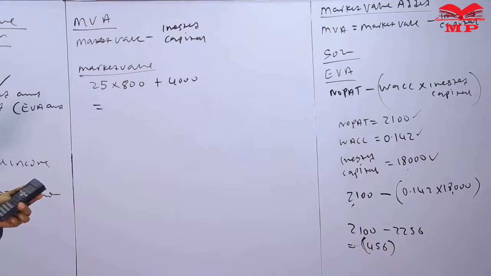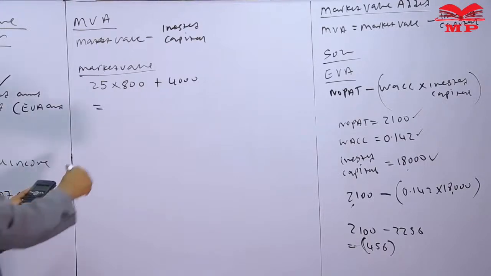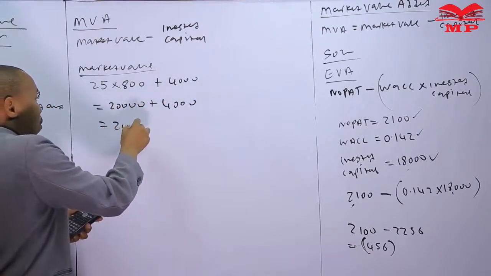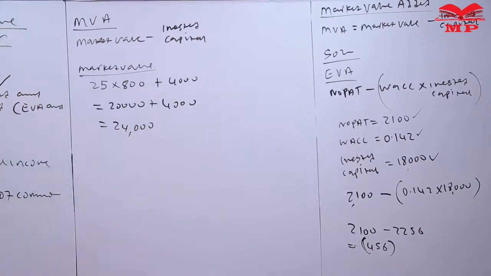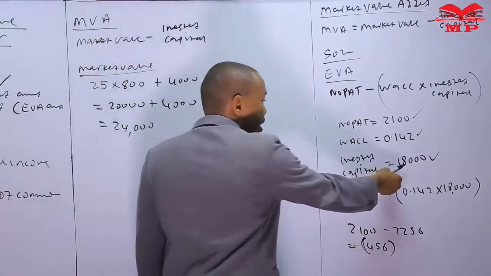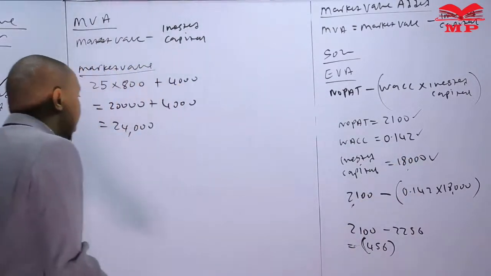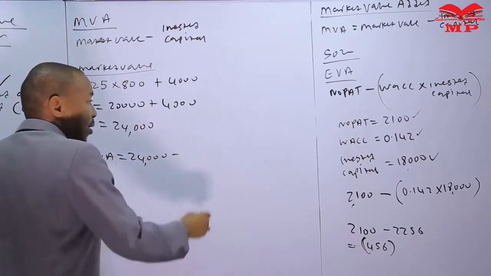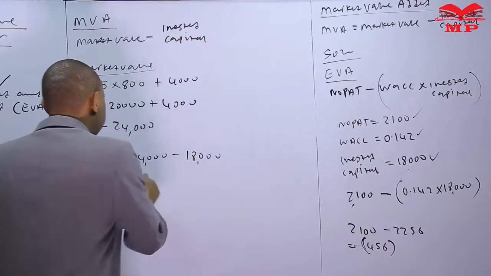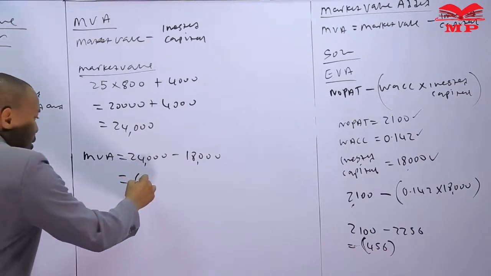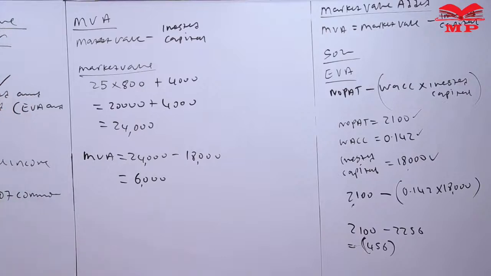So 25 multiplied by 800 is 20,000 plus 4,000. So it comes to 24,000. Now, once we have that, we just get 24,000 minus the invested capital. We've been given the invested capital as 18,000 there. So MVA is 24,000 minus 18,000, which is 6,000. Yes, it's 6,000. So that is how you compute the economic value added and the market value added.